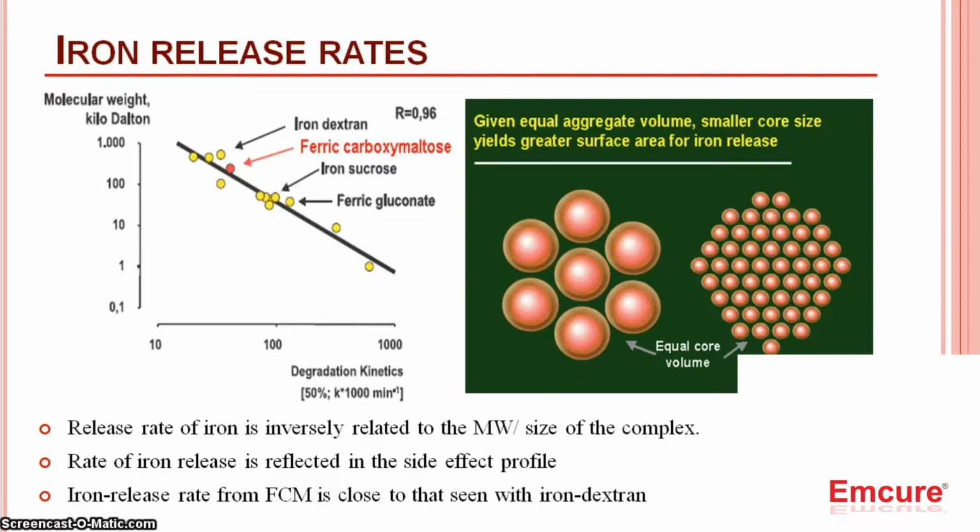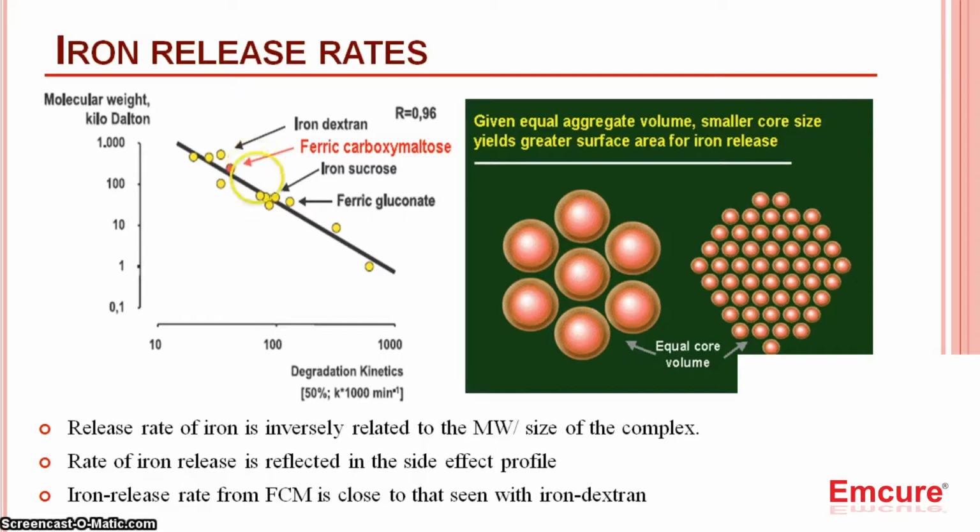What were the release rates? Here we are comparing the degradation kinetics of different available iron forms. Just the conclusions I would like to talk about now. The release rate of iron is inversely proportional to the molecular weight or the size of the complex. If you see here in the graph, it's very evident that ferric carboxymaltose, because of its high weight, has the least release of iron.